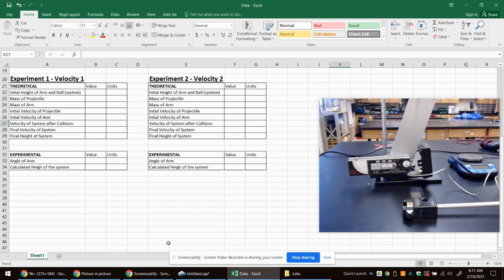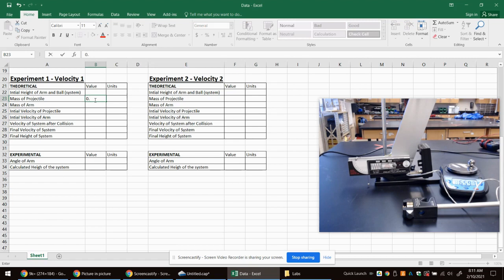So the first thing that we need to do is measure out some of the masses. I have here a balance, and I'm going to place on there the projectile ball. We're going to find that the projectile ball has a mass of 65.97 grams. So the value of the ball is 0.06597 kilograms.